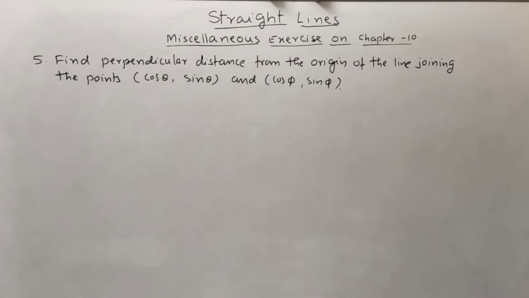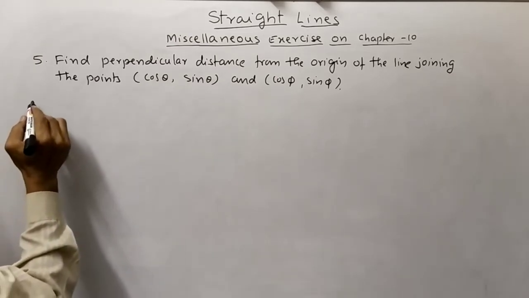Fifth question. Find the perpendicular distance from the origin of the line joining the points with coordinates cos theta, sin theta and cos phi, sin phi.